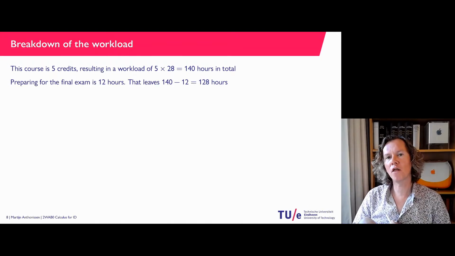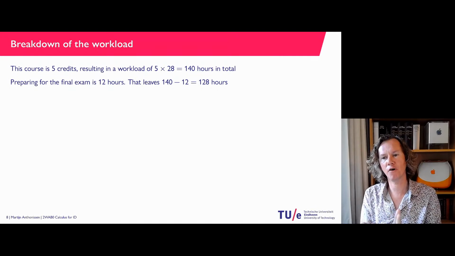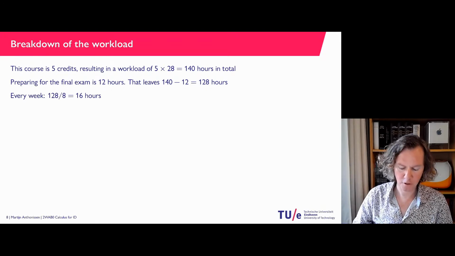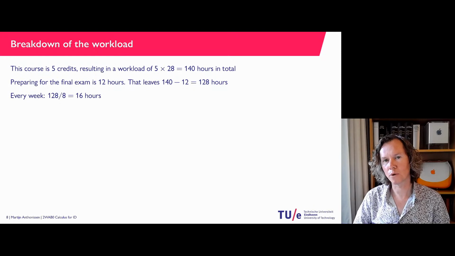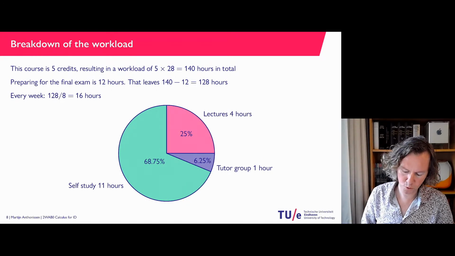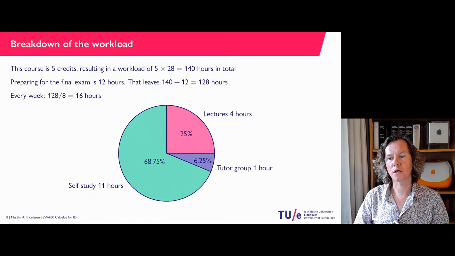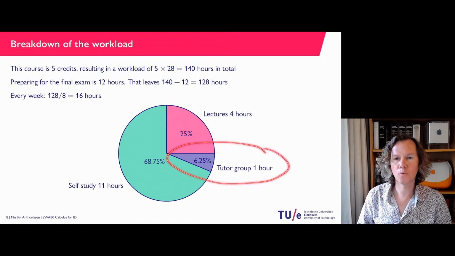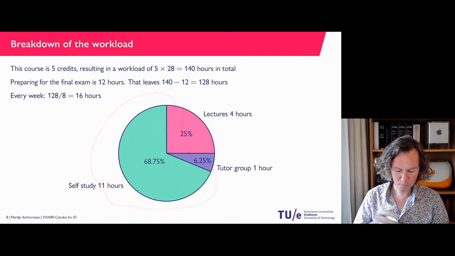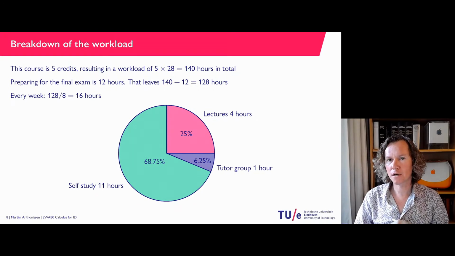We take 12 hours for preparation and taking the final exam. So that leaves 128 hours. We have 8 weeks of lectures, which means 16 hours per week. So you should be spending 16 hours every week on calculus. Now, we have lectures, which is what we do now, but it's only 4 hours per week. Then there's your tutor group meeting, which is 1 hour. And you see that there's this whole green chunk of 11 hours per week that you should be spending on calculus by yourself.